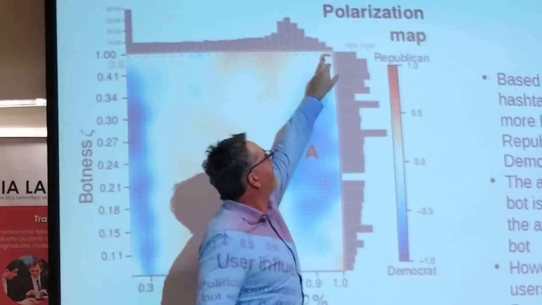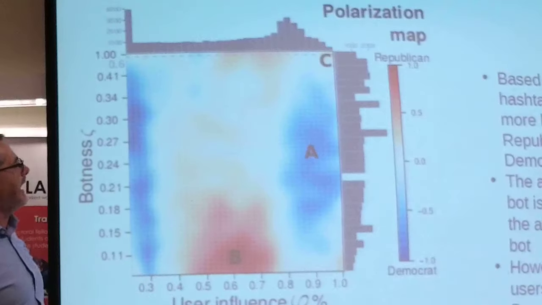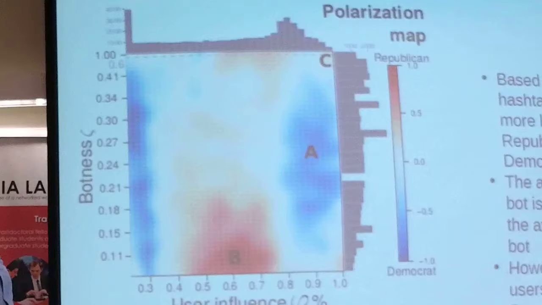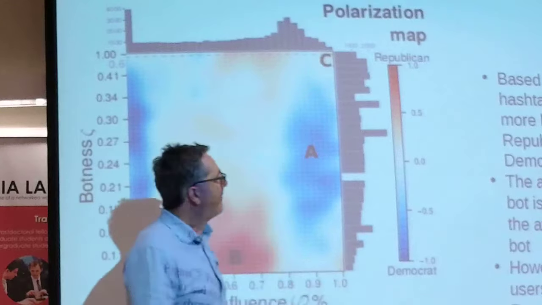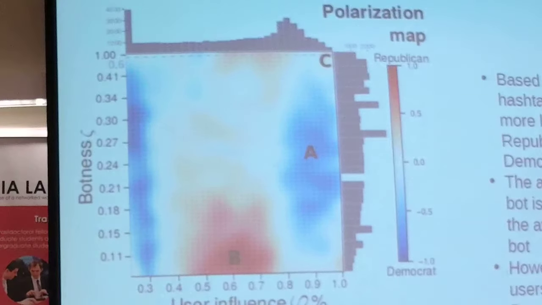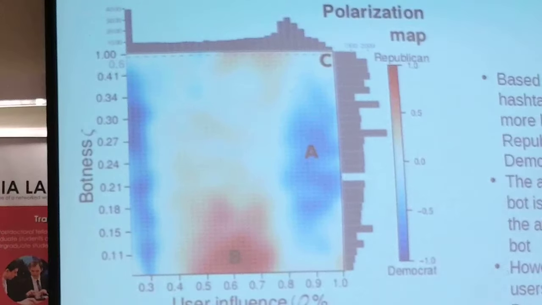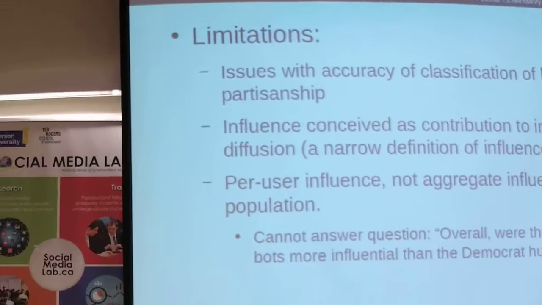You can't see it very well, but there's a patch up there of Republican-leaning bots who are very influential, and so that's an area of concern if you're worried about the potential impact of bots on the debate, especially if you're a Democrat-leaning person. So there are some limitations associated with this work.